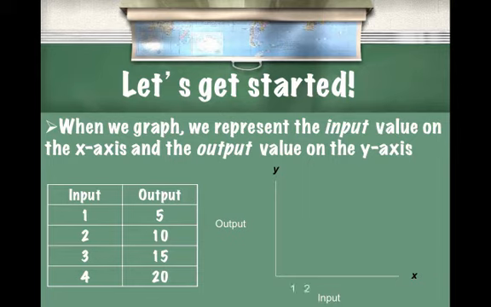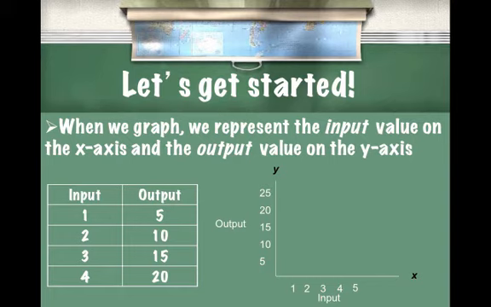So now we just have to label the input, 1, 2, 3, 4, 5. You'll notice that the output numbers go up quite high. They go all the way up to 20. So in this case, you wouldn't choose ones to go all the way up. You wouldn't have enough space. So here I've done every 5 for the output, the y-axis.